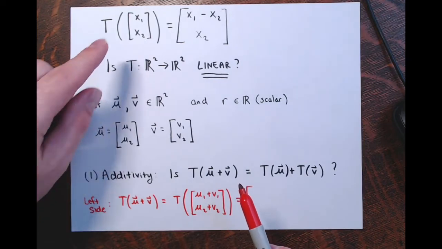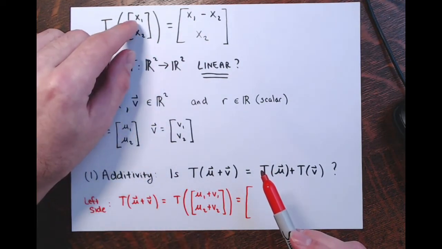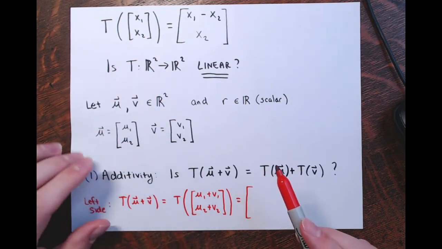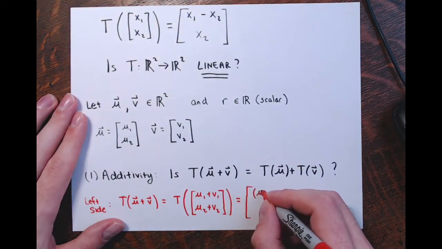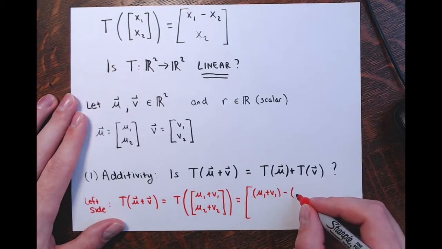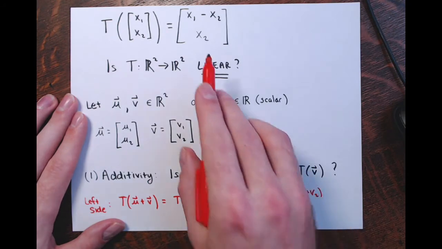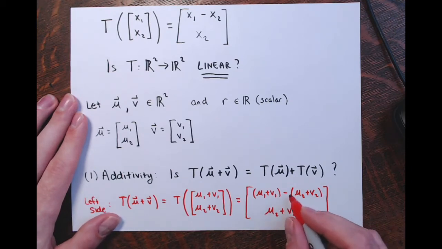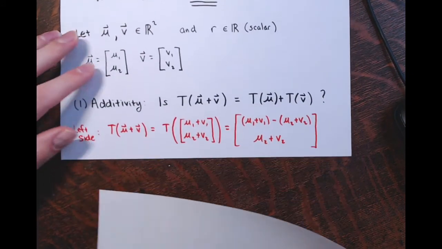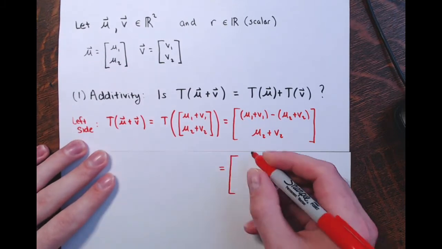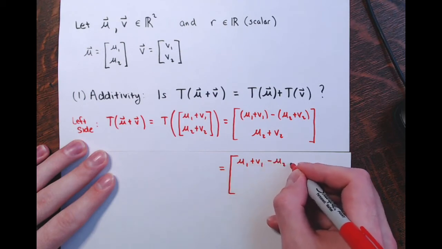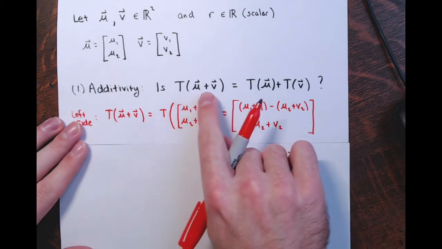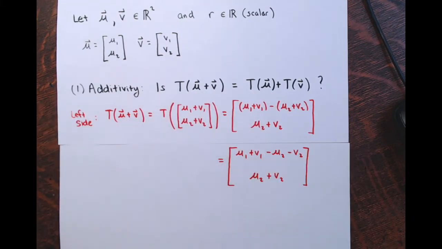Now, when I apply this rule to this vector, x1 is now u1 plus v1, and x2 in my input is now u2 plus v2. So I just make those replacements. The first component is u1 plus v1 minus x2, which is u2 plus v2, and the second component of the output is just x2, which is u2 plus v2. If you'd like, we can distribute this negative. I get this expression as an output: u1 plus v1 minus u2 minus v2, and then the second component, u2 plus v2. All right, so that was the left side. Now I'm going to do the right side and see if I get the same expression, to see if they're equivalent all the time.